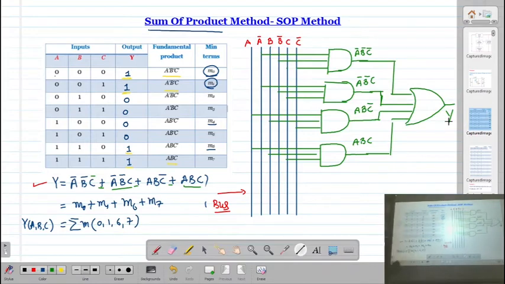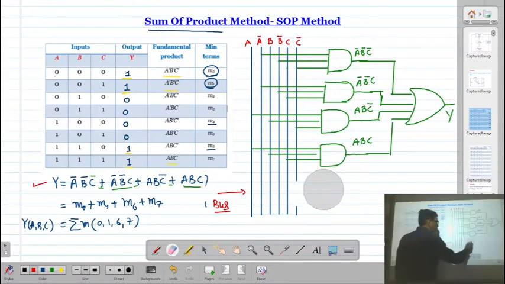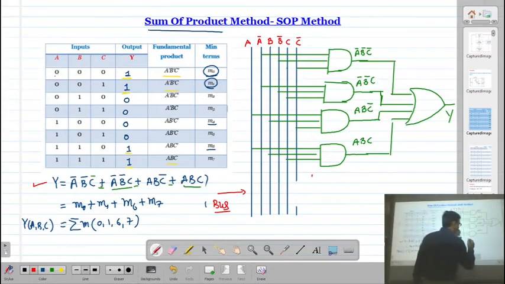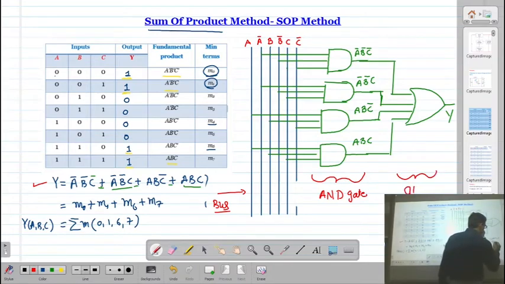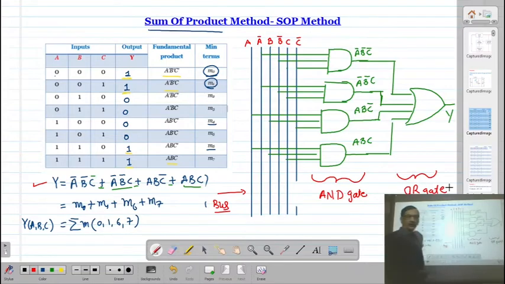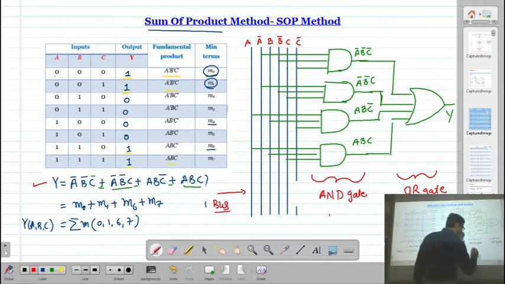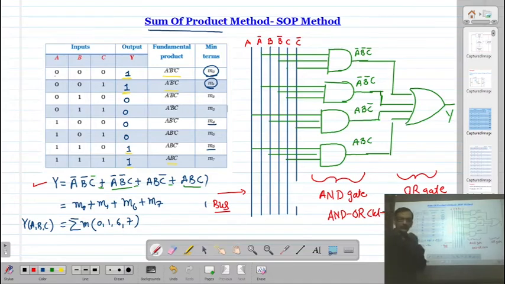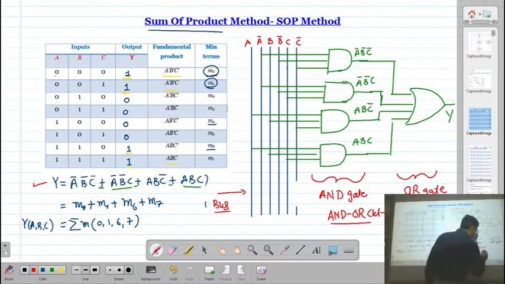Now in this logic diagram, in the first level we have used an AND gate, right? And in the second level, we have used an OR gate. So this circuit is known as an AND-OR circuit. Remember, when you have a sum of products expression, it will always produce an AND-OR circuit.